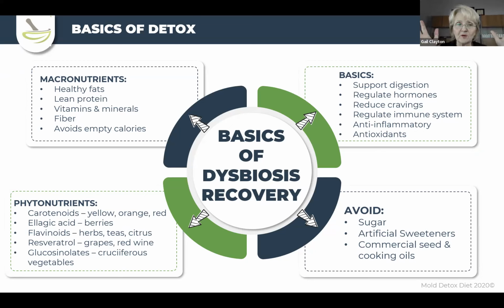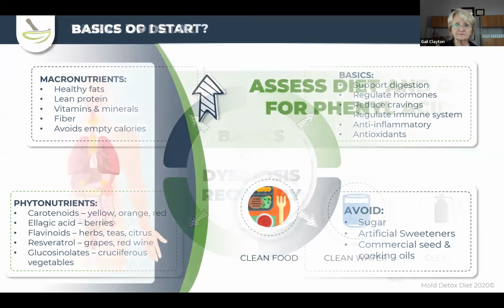We need to make sure we have a lot of the phytonutrients. Eat from the rainbow. The carotenoids, that's the yellow, orange, and red, the ellagic acids, which are berries, the flavonoids, which are herbs, teas, and citrus, the resveratrol from red grapes and red wine. And of course, when you're on the mold detox diet, you're really not supposed to have any alcohol. But later, when you're well and you want to enjoy a little glass of wine, I'm okay with a little glass of red wine here and there. And then, of course, the glucosinolates, which are cruciferous vegetables, they're very supportive of a healthy innate immune response.